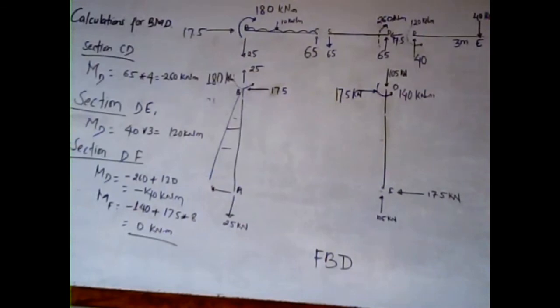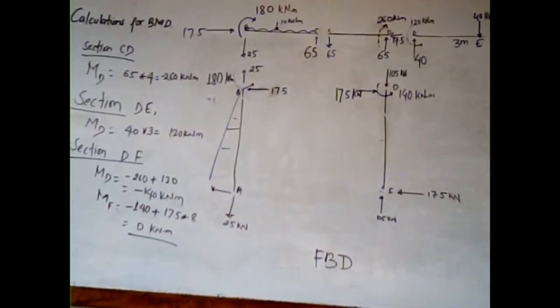Likewise, in section DE, we have 40 into 3, which is giving a clockwise moment. So at section D, we have the moment at D equals 120 kilonewton meter, and at section DF, we have MD equals minus 140 kilonewton meter. So at section F, we have minus 140 plus 17.5 into the distance of 8 meter equals 0 kilonewton meter. So our solution is correct.